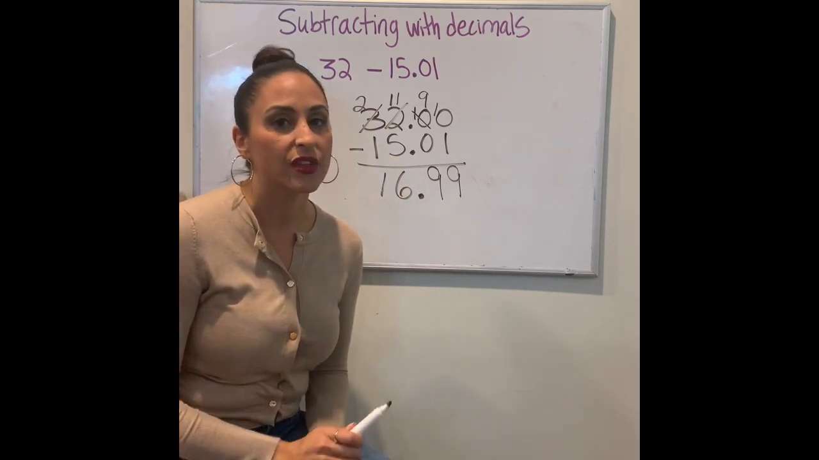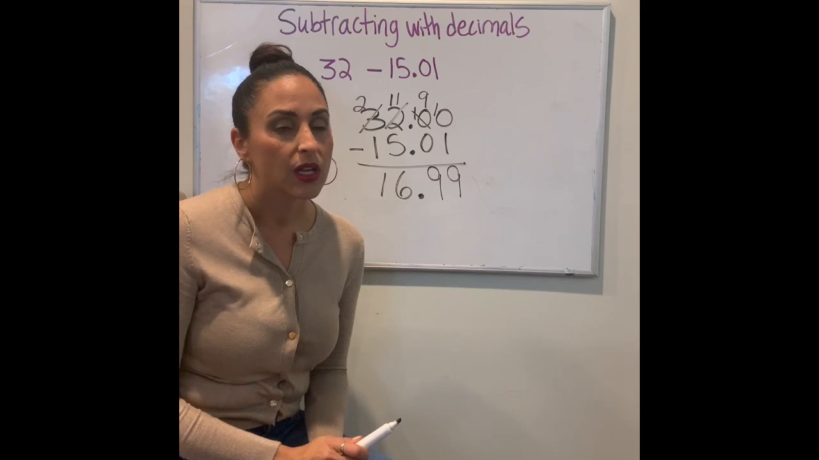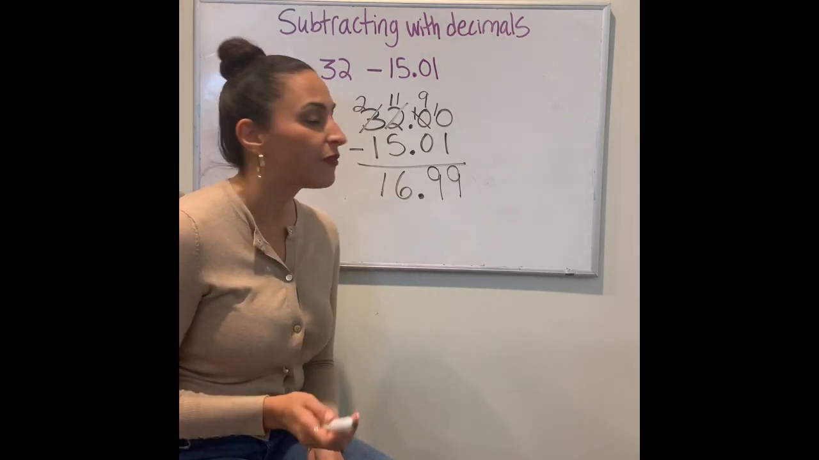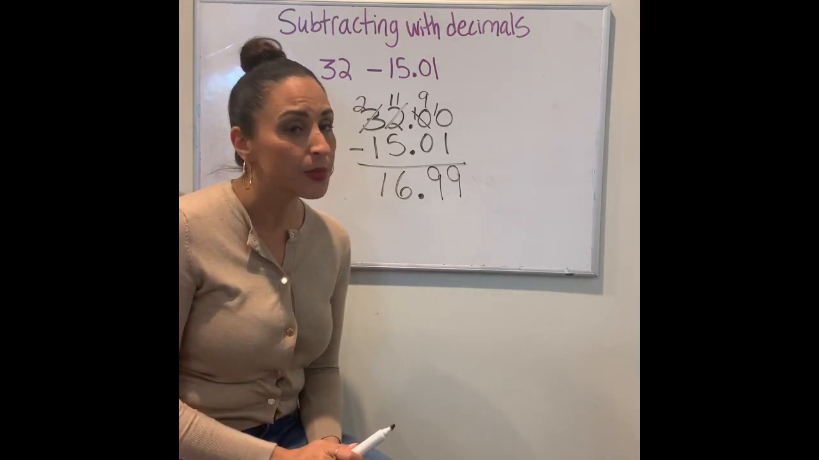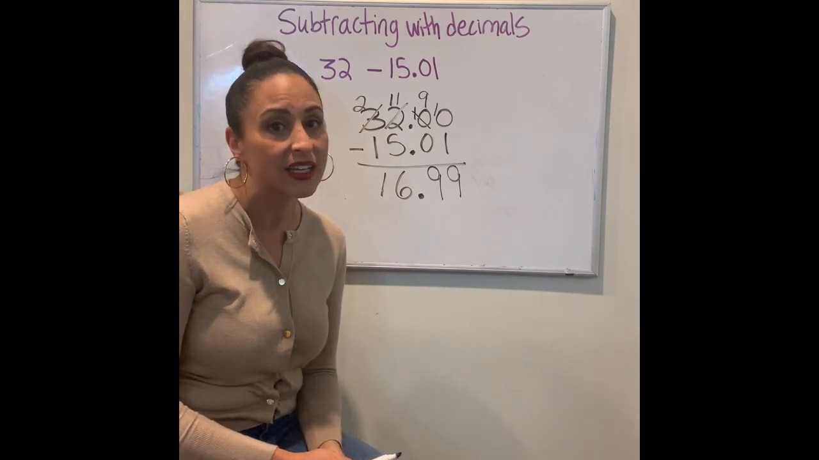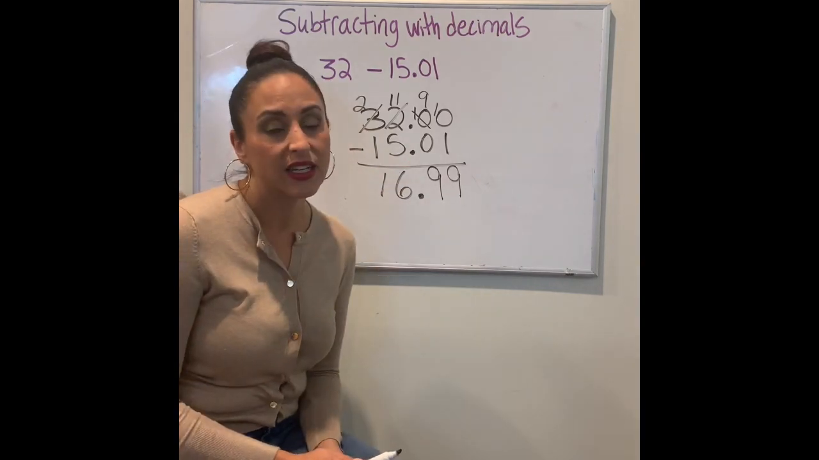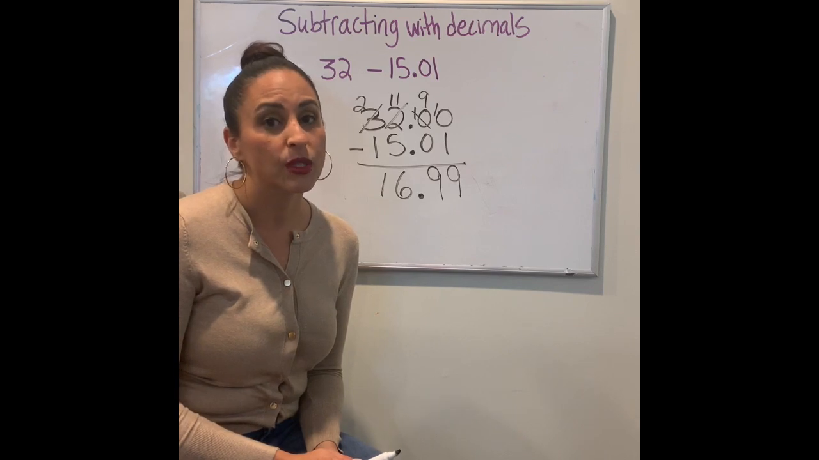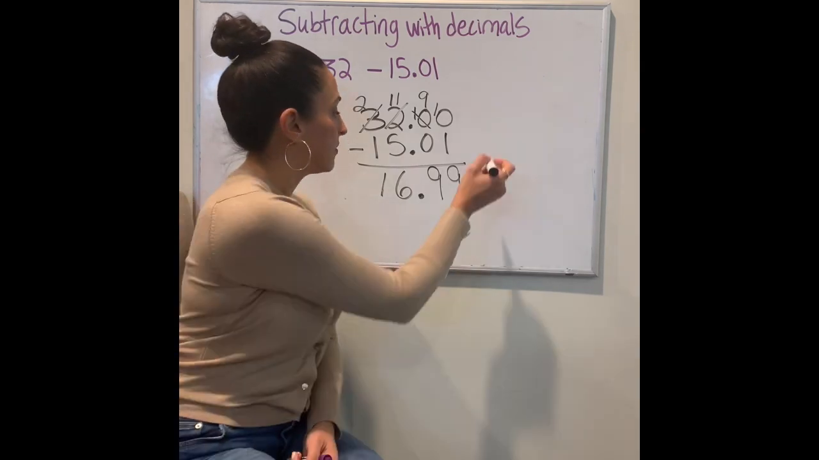Now, ask yourself, is this reasonable or not reasonable? If I have $32, I take away $15. Yeah, it sounds about right that I'm going to have $16.99. Well, 15.01, $16.99 left. If you want to double check, use inverse operation.